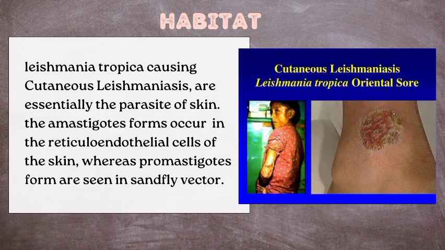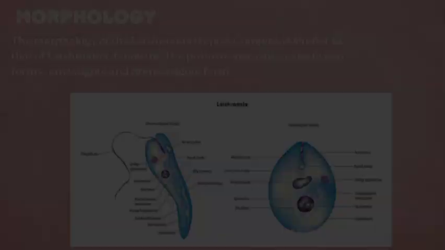Leishmania tropica is cutaneous, which means it is in the skin. So the habitat of Leishmania tropica is the skin. The amastigote forms occur in the reticuloendothelial cells of the skin, whereas the promastigote forms are seen in the sandfly vector. So Leishmania tropica mostly stays in the human skin.